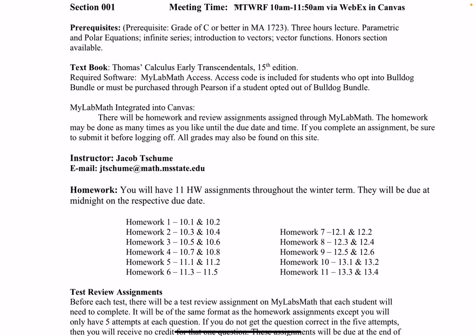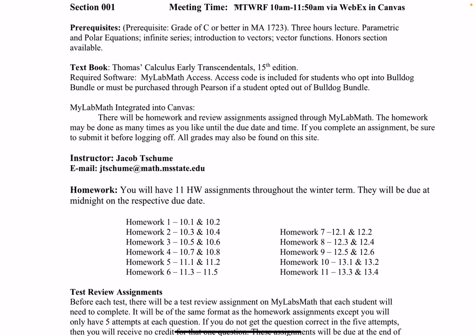As some of y'all are aware, we still have Bulldog Bundle, so some of y'all may have opted into Bulldog Bundle. Some of y'all may not have. We're going to go over both situations here in just a minute. Either way, everybody's going to have to get integrated through MyLabs Math in Canvas because that's where all of your homework and review quizzes will be, which is a good chunk of your grade, as you'll see in just a second.